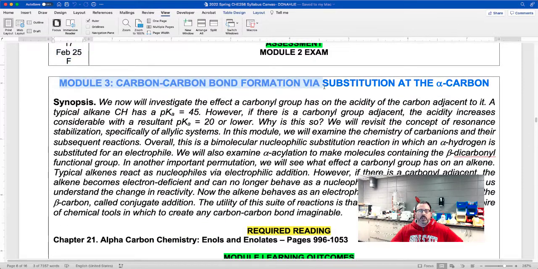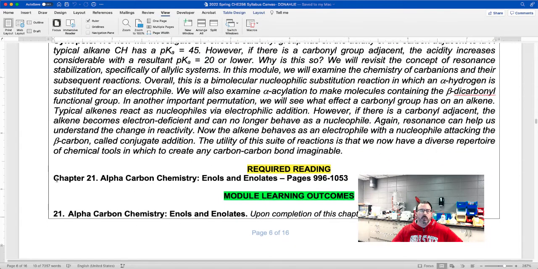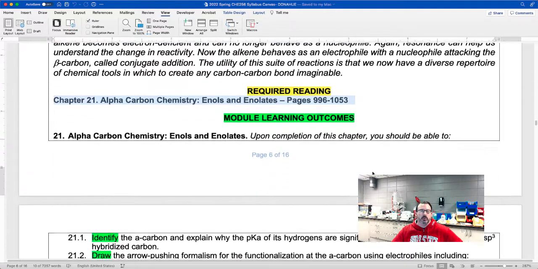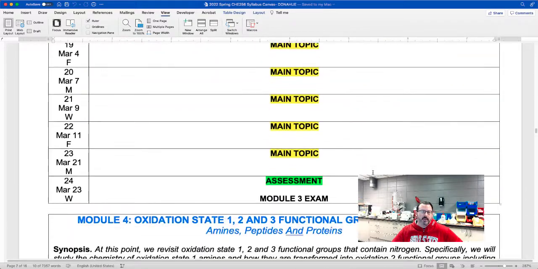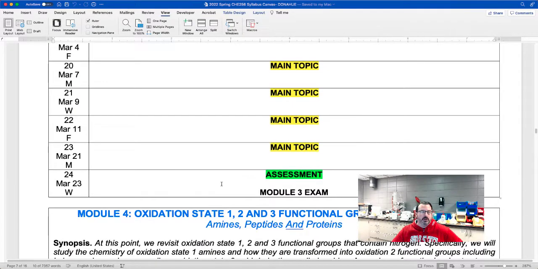Module 3 is 1 chapter only. That's carbon-carbon bond formation via substitution at the alpha carbon. That's chapter 21, alpha carbon chemistry, enols and enolates. And the reason that's its own module is because there are a lot of reactions within that module. That exam is on Wednesday, March 23rd.